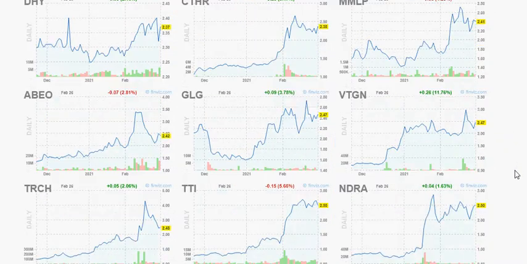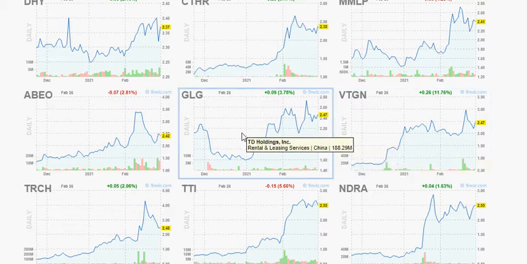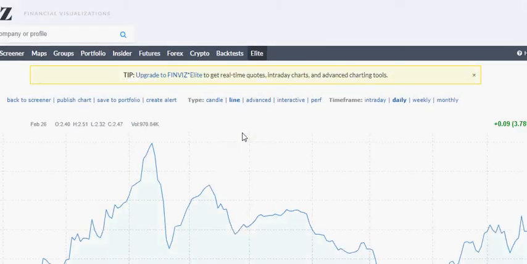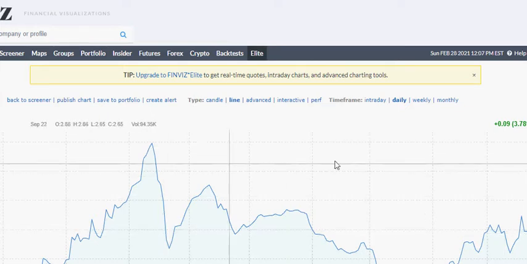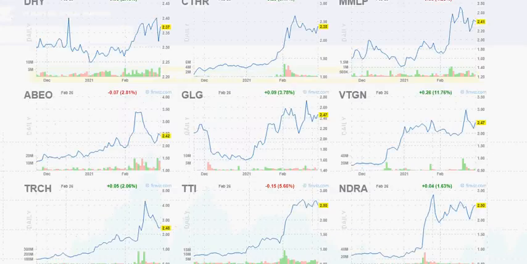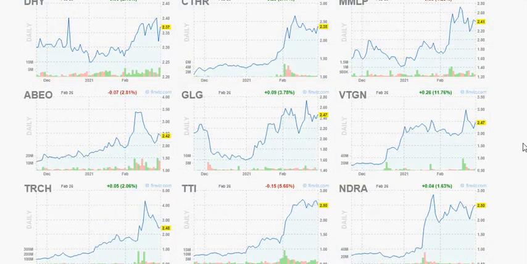What else have we got? Oh, this one's nice, GLG. Uptrend going on there: low, high, higher high, low. And we've broken out of the, you can't see it with the crosshairs on there. Yeah, you can clearly see it there, broken out of the high. So I would go to TradingView and have a look at that too, under normal circumstances. Broken out of a high on that one, NDRA.